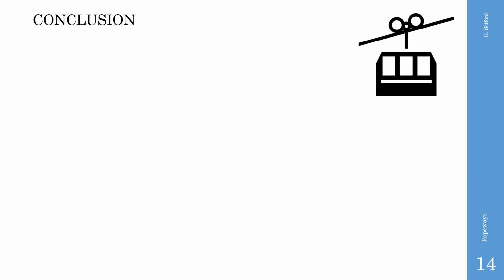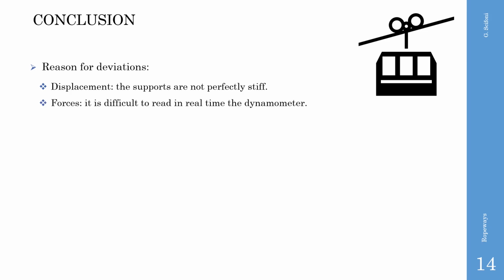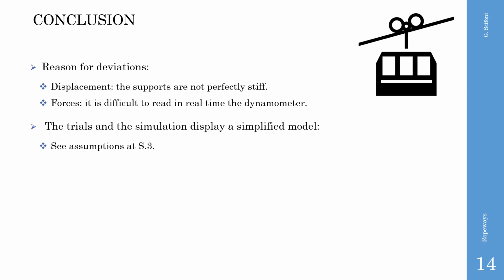Some general observations. Why are there deviations between theory and experiment? About displacement, the supports are not perfectly stiff. Actually, the right one in our experiment is a wooden post and can swing a little bit. Therefore, we found a greater displacement in reality. About the forces, it is difficult to read the dynamometer values in real time. We remember that our model is a simplified one, as said at slide number 3.